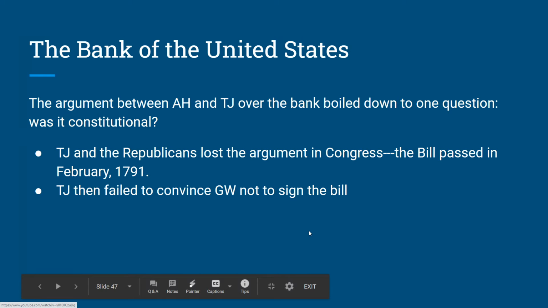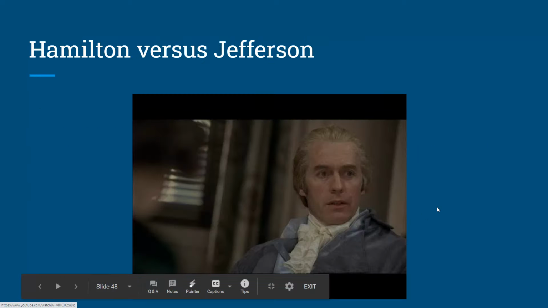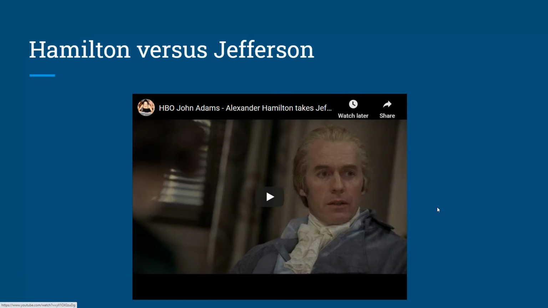Okay. So the argument between Hamilton and Jefferson over the bank really boiled down to one question: was it constitutional? And unfortunately for Jefferson and the Republicans, they lost the argument in Congress and the bill passed in 1791. Jefferson then failed to convince George Washington not to sign the bill. In an effort for time, there is an exchange on the HBO miniseries John Adams between Hamilton and Jefferson on the bank, so I recommend you watch that at home.